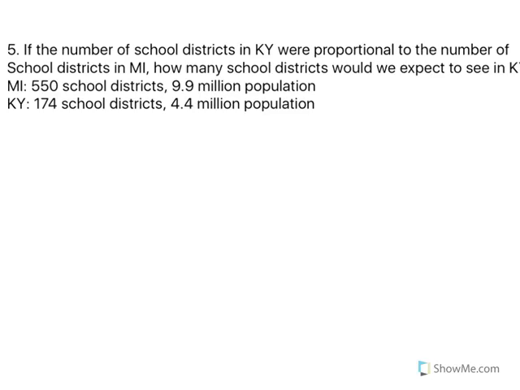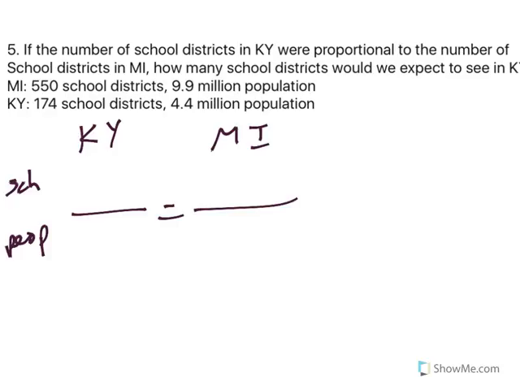All right, number 5. Let's go to school districts. We also did some problems for school districts. If the number of school districts in Kentucky, so again, we're playing the what-if game, were proportional to the number of school districts in Michigan, how many school districts would we expect to see in Kentucky? So we're comparing Kentucky to Michigan. School districts compared to people. Okay, now where does the X go? How many school districts would we expect to see in Kentucky? So there's my X. Everything else gets a value.